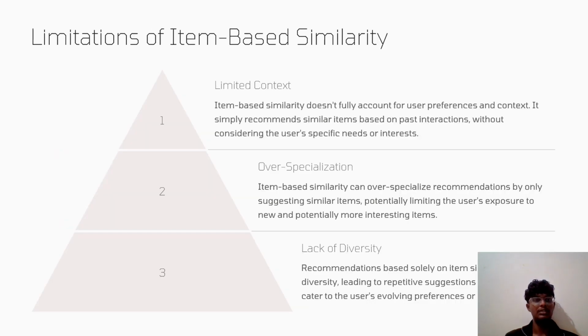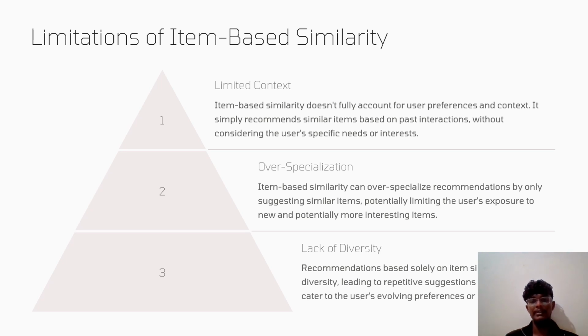In this slide, let's see the limitations of item-based similarity. Limited context. Item-based similarity doesn't fully account for user preferences and context. It simply recommends similar items based on past interactions without considering the user's specific needs or interest.